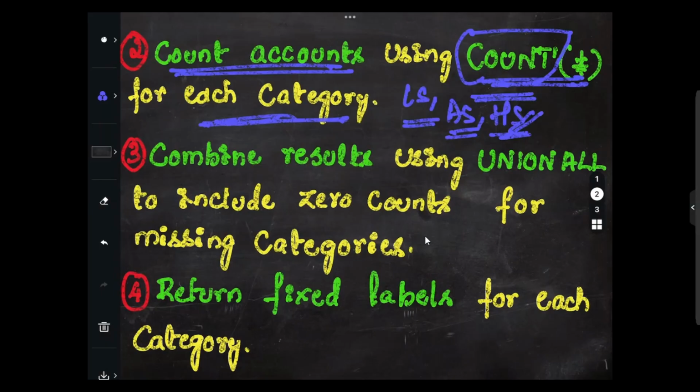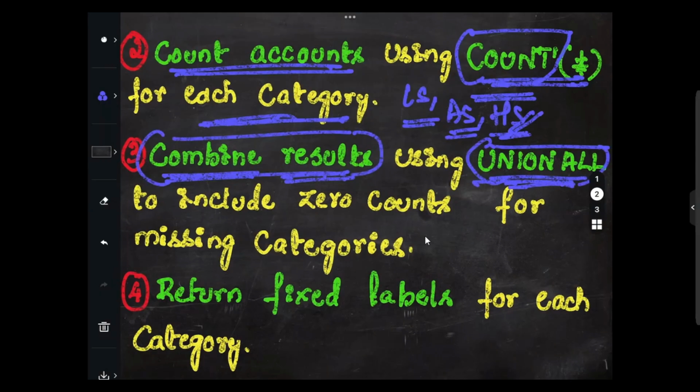So let's move on with the third step here. We will combine the results using union all. Why do we have to combine the results using union all here? Because we need to include the zero counts for the missing categories. If a category doesn't exist, we have to include zero counts. We have already discussed this one during the question, right? So we need to include the zero count for missing categories.